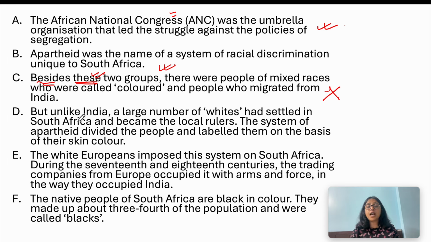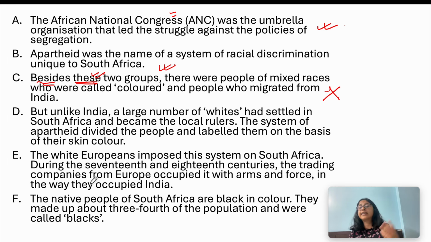Sentence D says, but unlike India, a large number of whites had settled in South Africa and became the local rulers. The system of apartheid divided the people and labeled them on the basis of their skin color. Now, in India, white people are not there, but here in South Africa, a large number of white people settled there and they became the rulers. And the system of apartheid divided the people based on skin color. Okay, so the discrimination was based on skin color.